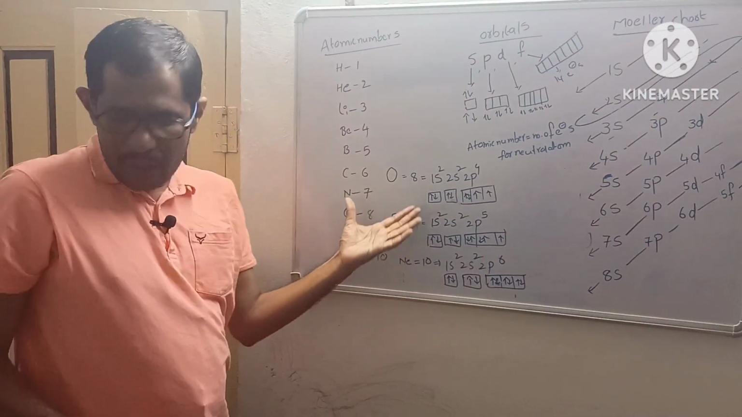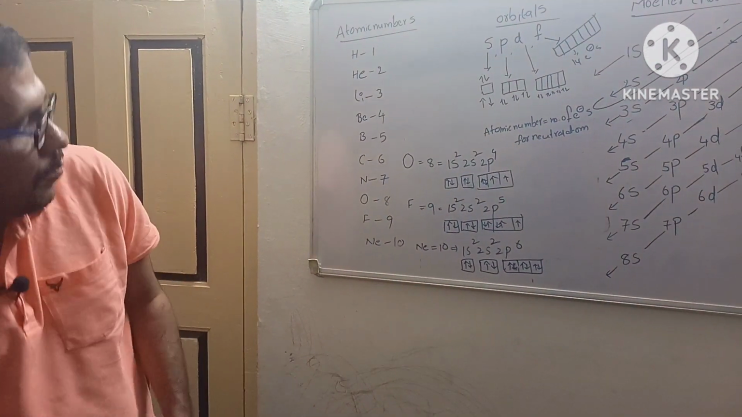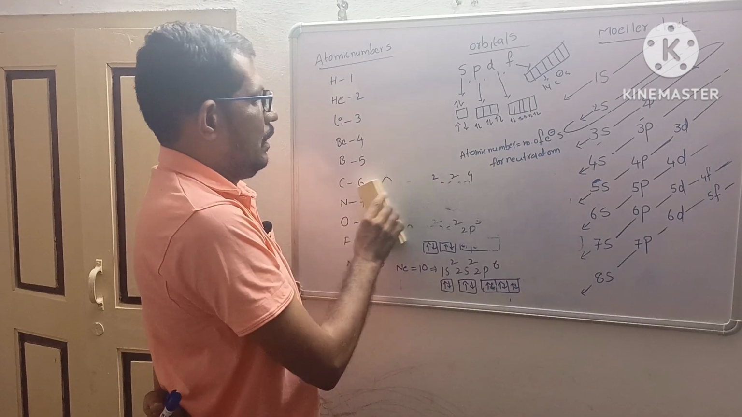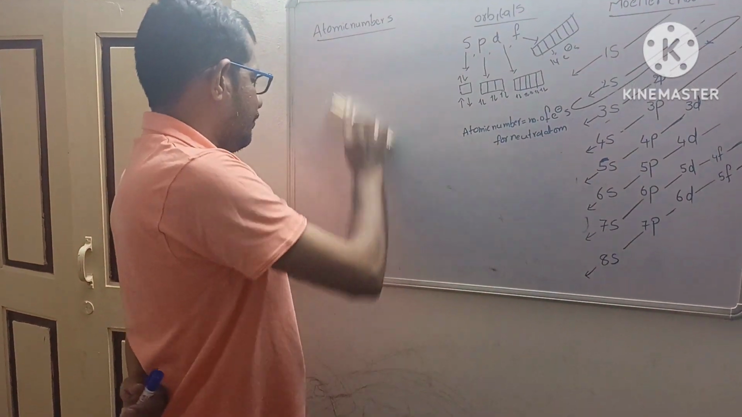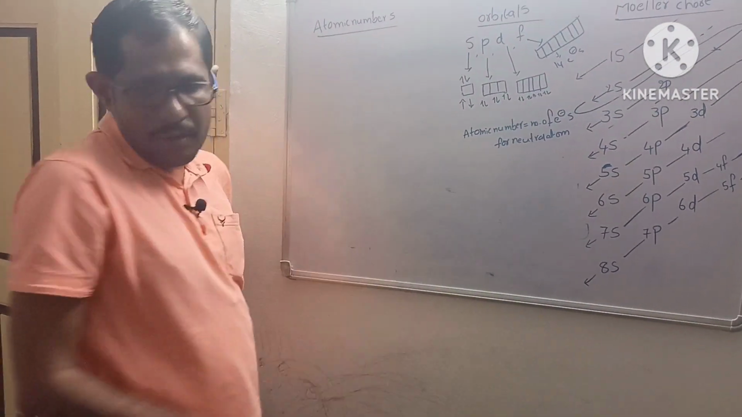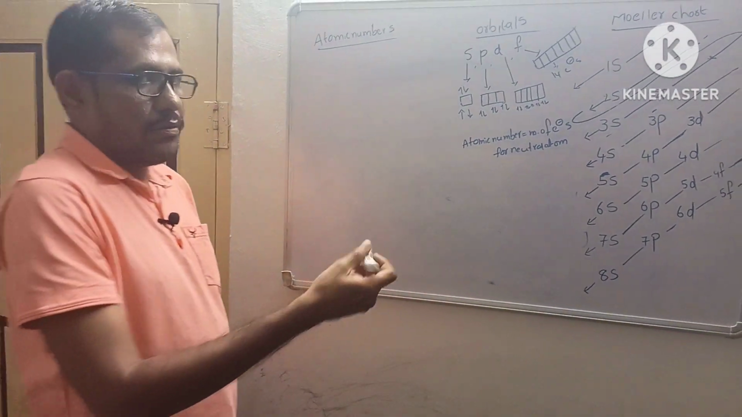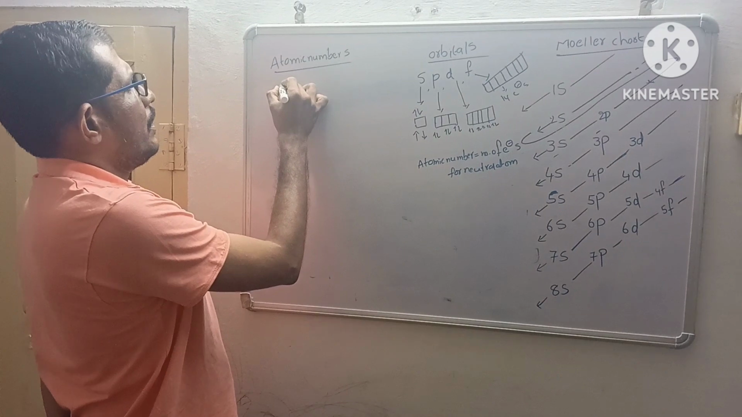So now please take a screenshot. I am going to rub this. We are going to write the electronic configuration for elements 11 to 20 now. Till 10 we have completed. Now we are writing for 11 to 20.